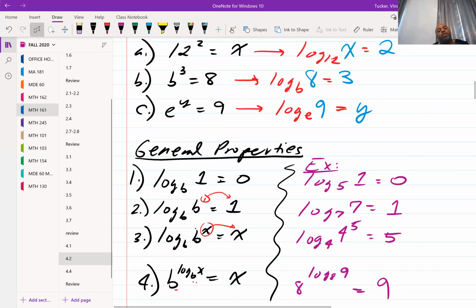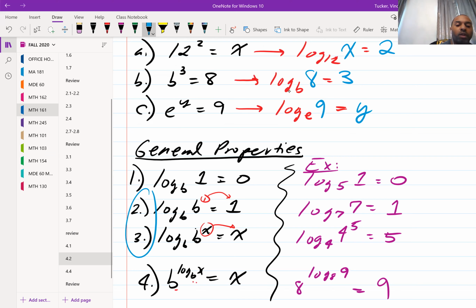All right, so we have some general properties of our logs. So no matter what your bases are, these properties will hold true. So log base b of 1, the log of 1, no matter what the base is going to be 0. Then log base b of b. And if we look at the rules for 2 and 3, they're very similar. They emphasize the same relationship.